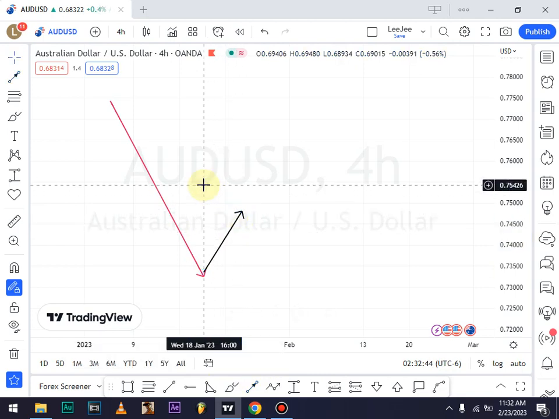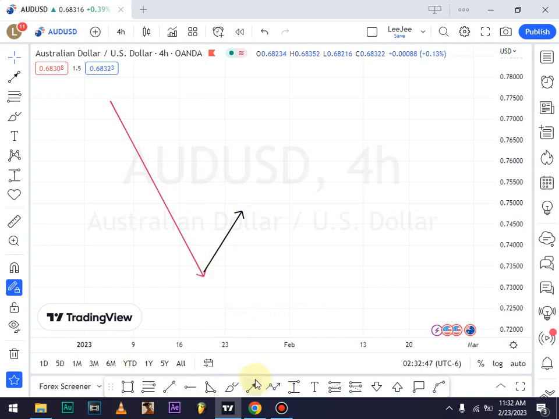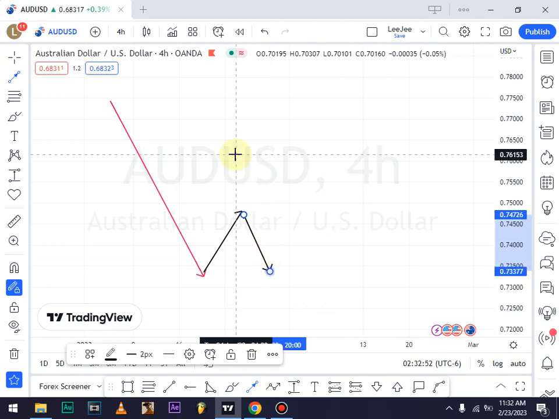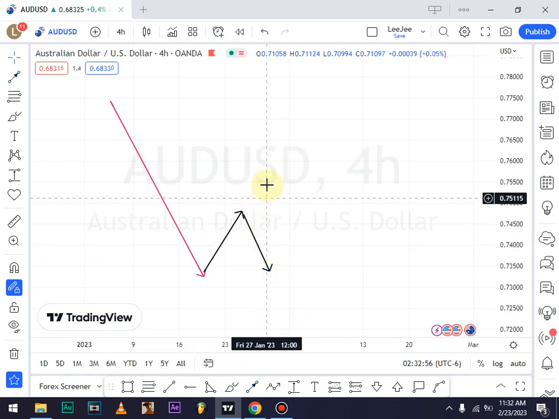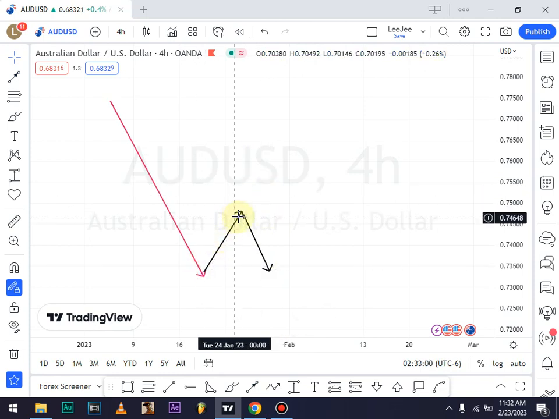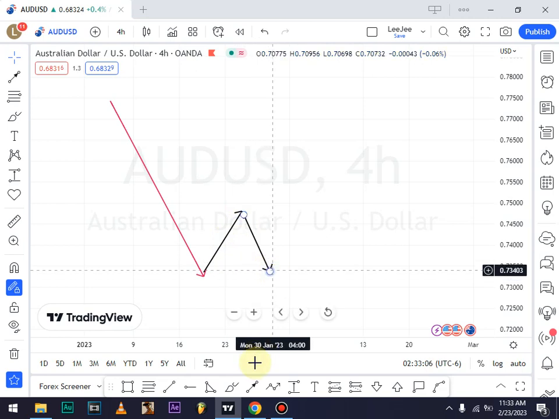But then you see we have another bounce. So that's the first bounce, that's the first low. So we have a new high, but then this is a low. Then we have the second low. This is the second price rejection.